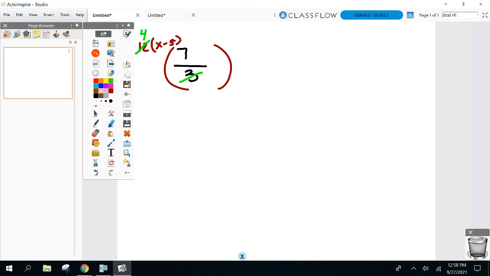What are the 2 easiest ones to start with? 4 and 7 give you 28. Still got to multiply what now? There we go. So that's what that first one turns into.